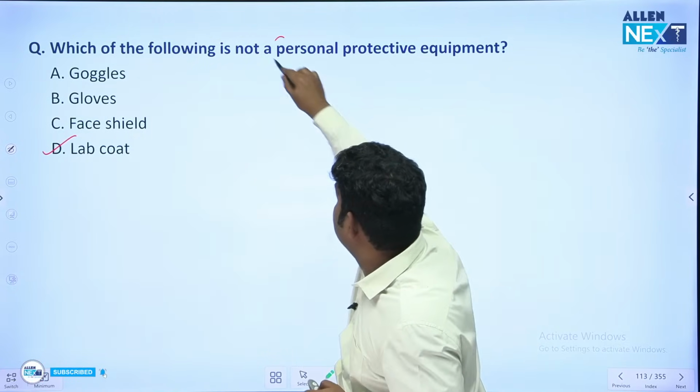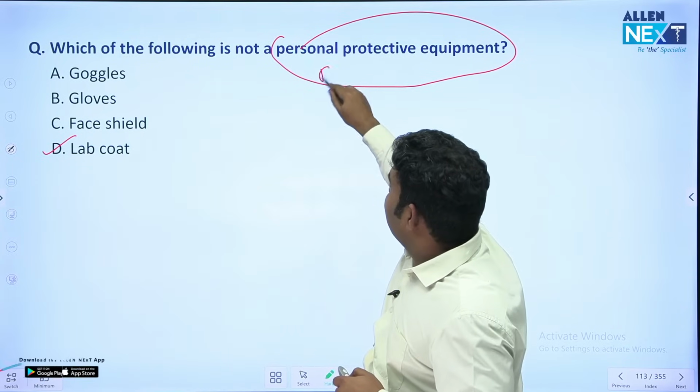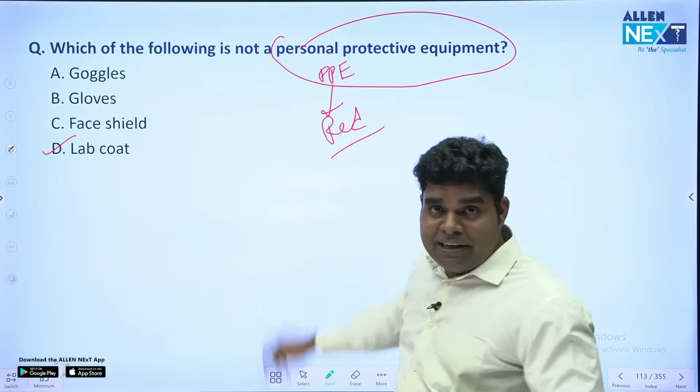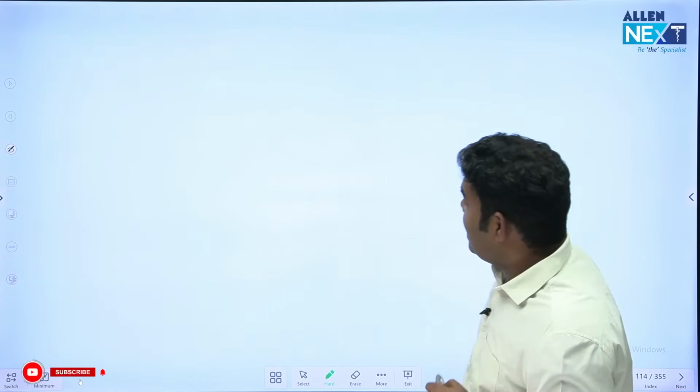And where will you throw the PPE kit? The plastic PPE kit is the real one and it always goes in red. PPE kit goes in red.